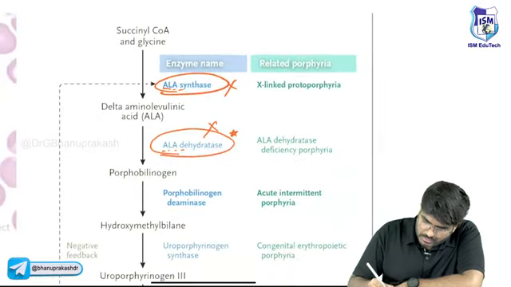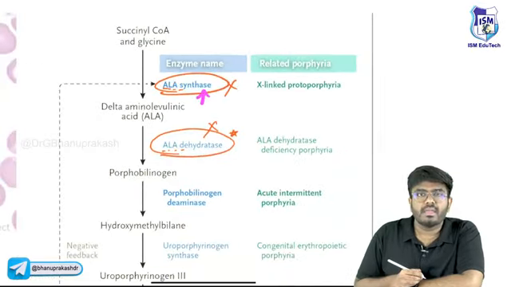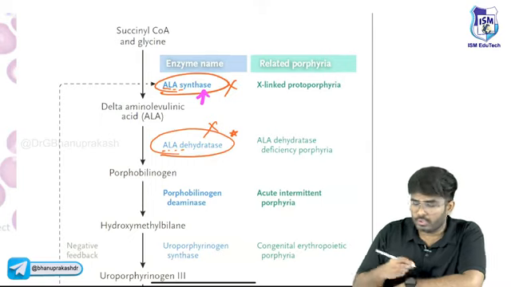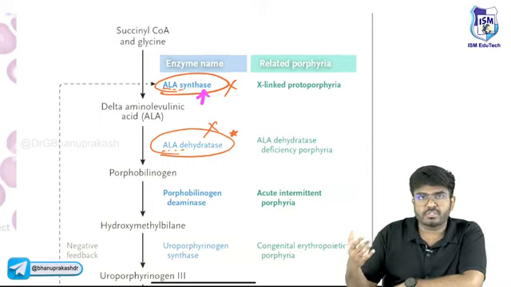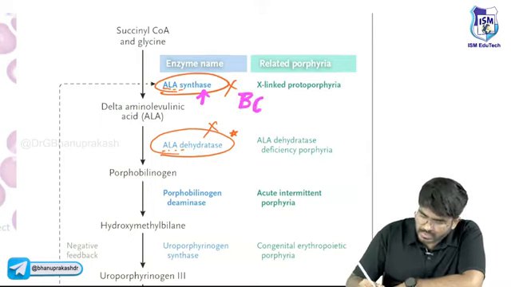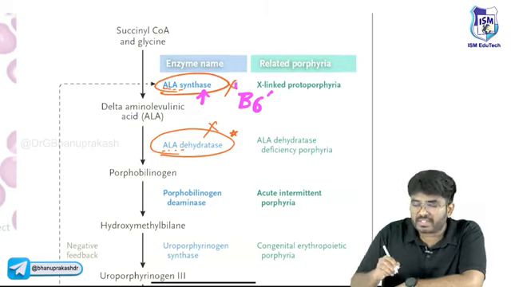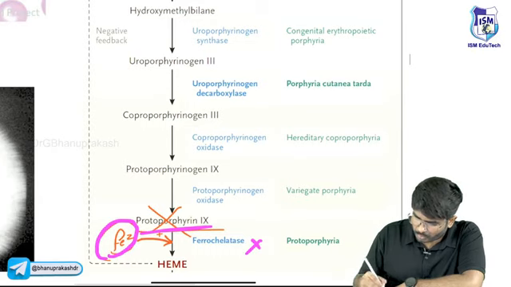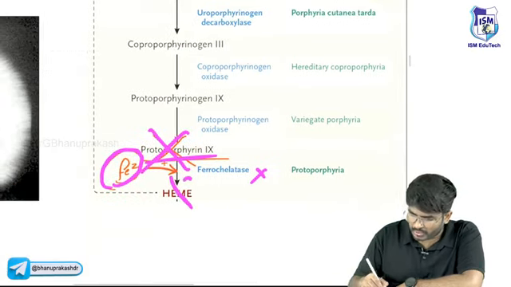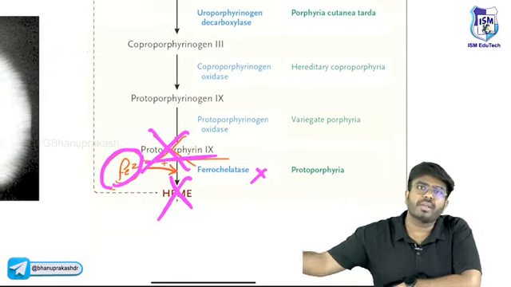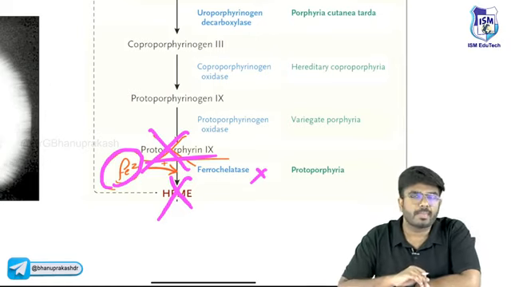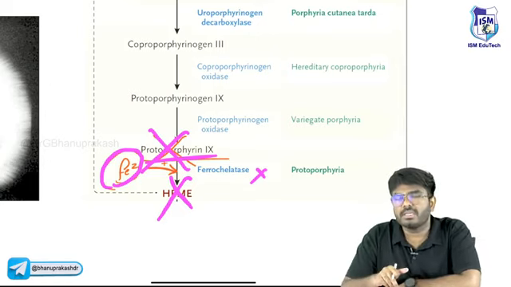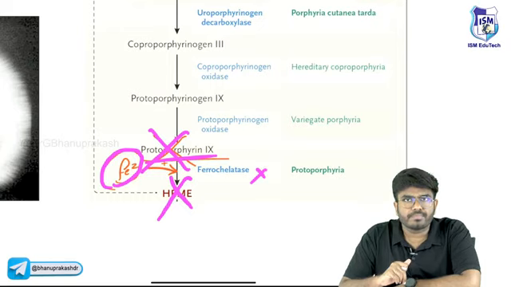If you want the ALA synthase to function normally, you require B6. So B6 is the cofactor for that enzyme. If this B6 is not there, this enzyme won't function. If that enzyme is not functioning, protoporphyrin is not there. Without protoporphyrin, no heme. Without heme, no hemoglobin, microcytic anemias. Okay, B6 deficiency can cause sideroblastic anemia.